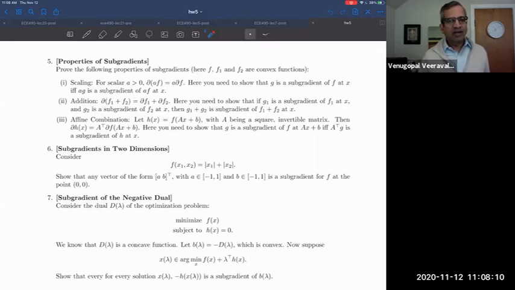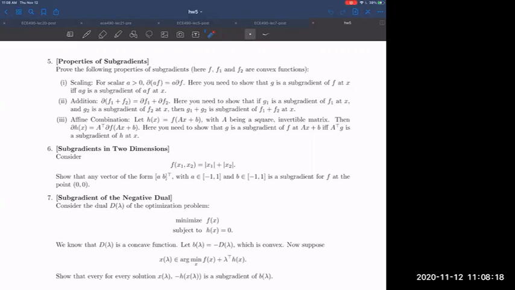Does it make sense? Once you start writing down the 2 or 3 lines that it takes to prove this, you'll see why you need invertibility. Okay. Yeah, thanks.